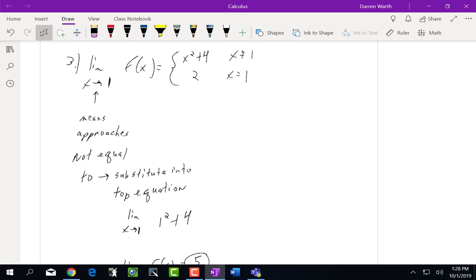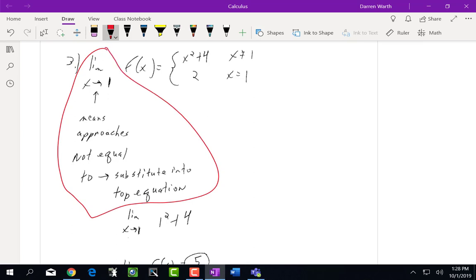Okay, number 3, it says, find the limit as x approaches 1 of f of x, if f of x equals, and then we've got a piecewise function: x squared plus 4 if x doesn't equal 1, and 2 if x equals 1. So notice we have to remind ourselves that this means approaches. Since we're not actually getting there, this is calculus, this is not algebra. In algebra we get there, in calculus we approach.